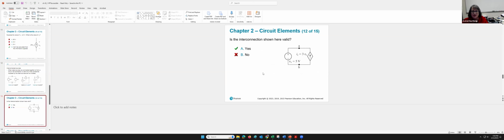Okay. So if we take a look at this circuit, is this interconnection valid? Well, we have a 5-volt voltage source and we have something going on with our current that is based on that voltage source. There's no contradiction there. And so the answer to that is yes.